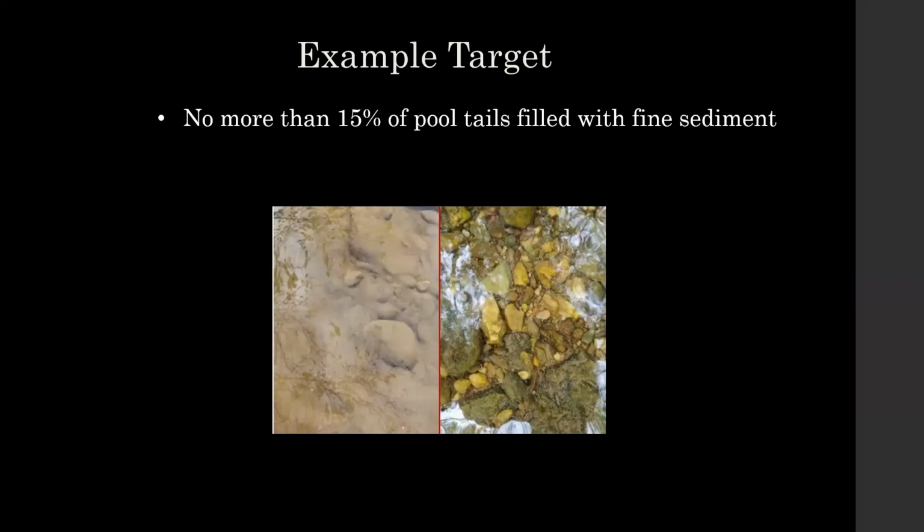Here's an example target. No more than 15% of the pool tail in those areas where trout spawn can be filled with fine sediment. Here we can see on the right an example picture without much fine sediment, on the left a picture with more fine sediment. And this is an actual target that we have for low gradient streams, because it's been shown that reference streams did not tend to have values above this.